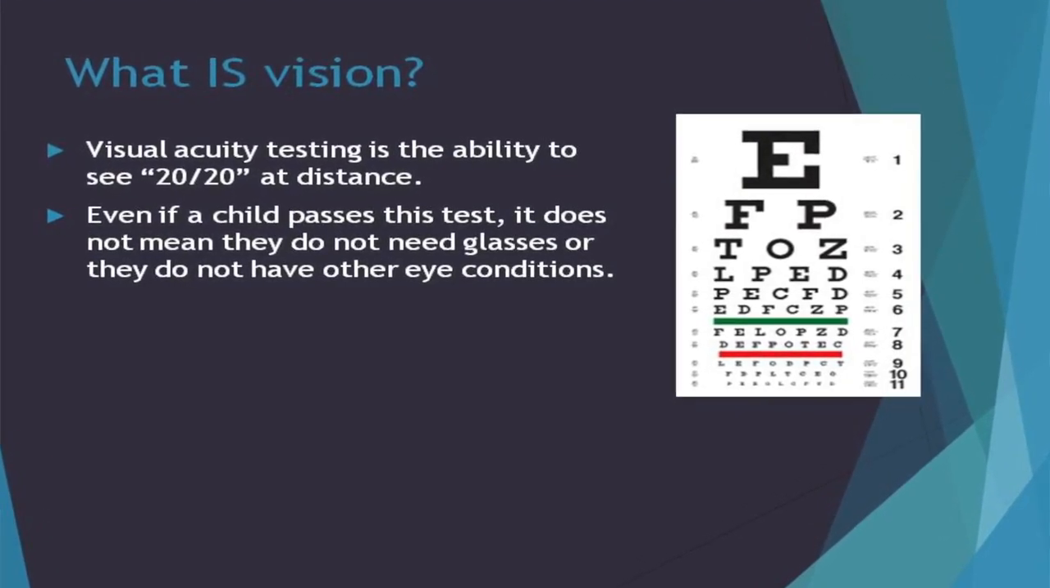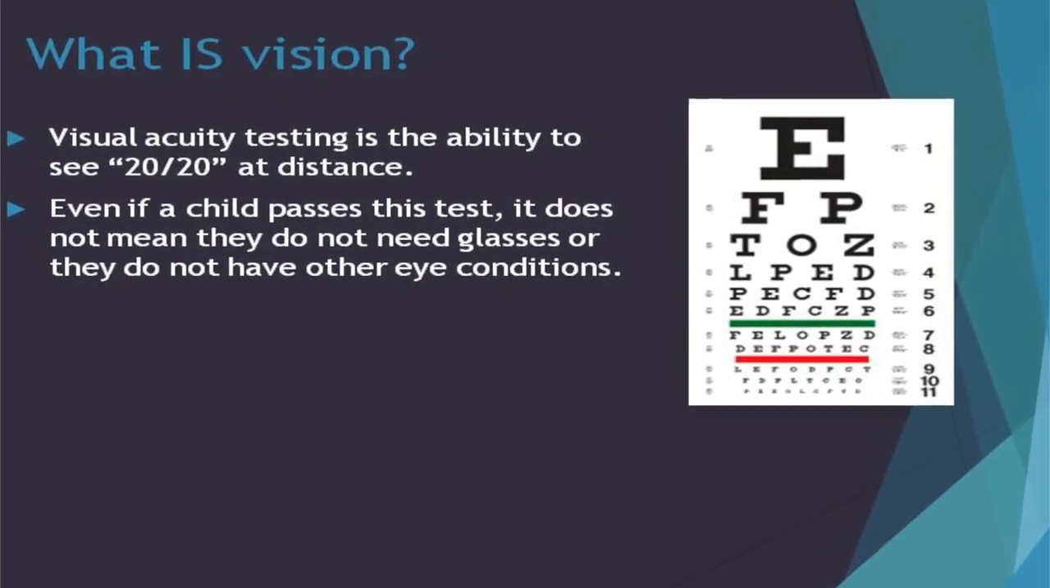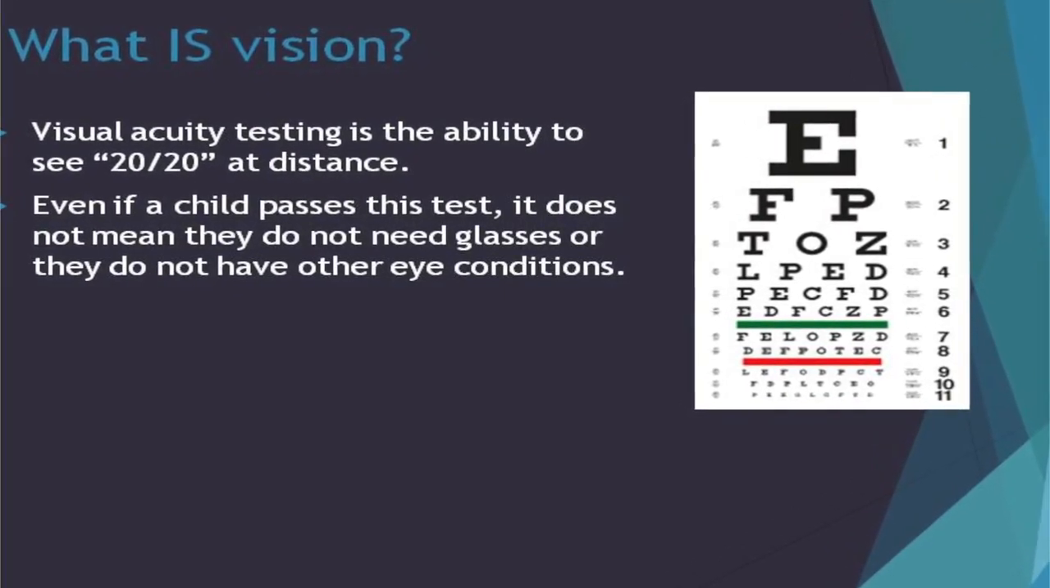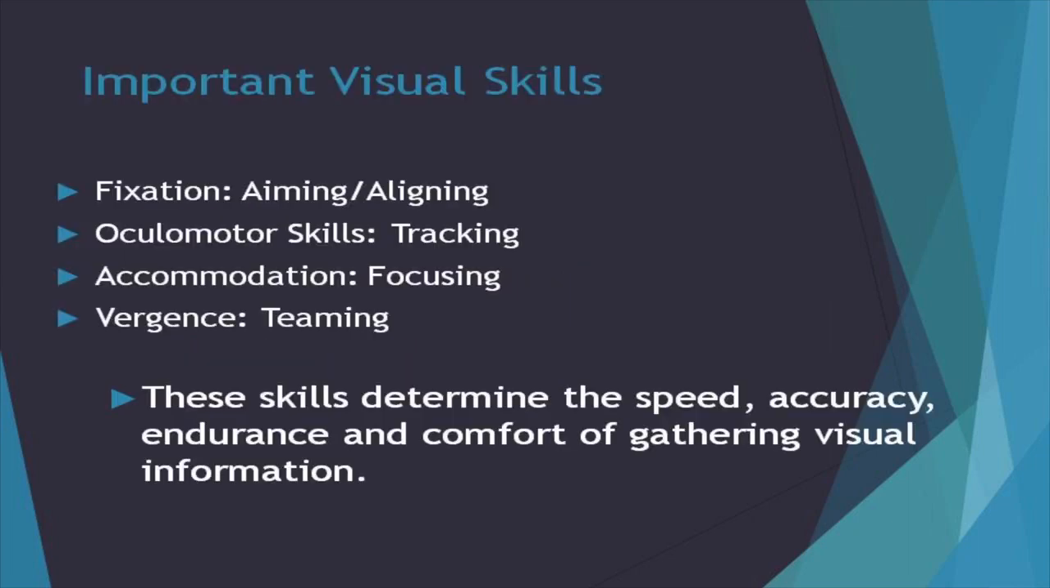Visual acuity testing is the ability to see 20/20 at distance. A certain size letter at 20 feet away means you have 20/20 vision. But even if a child passes this test, it doesn't mean they necessarily don't need glasses or that they're good for a year for their eye check. There are so many other visual skills that really need to be assessed. So the first thing we need to do is gather important visual skills.